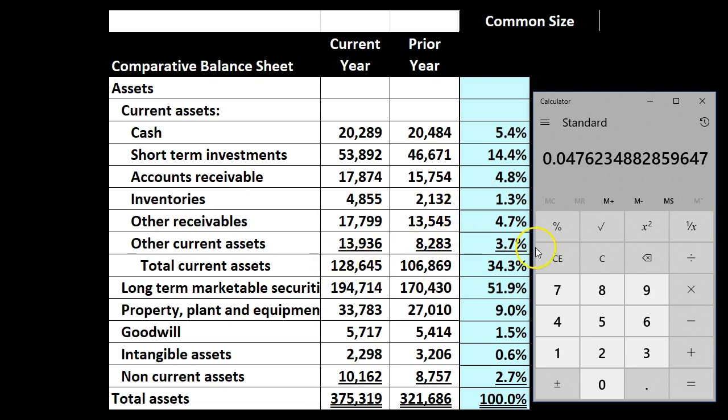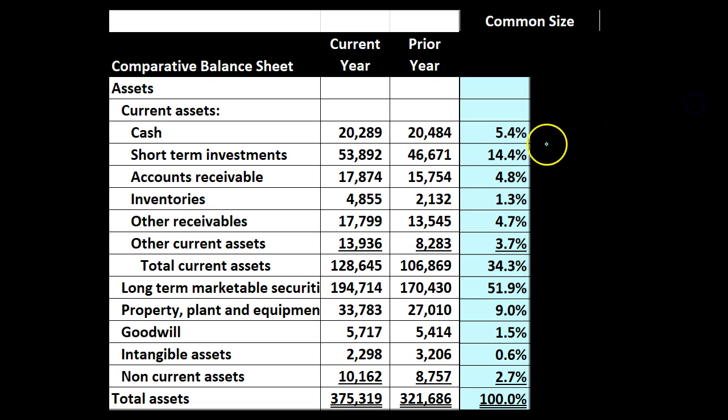And then, of course, if we do this whole thing and we go down to, say, total current assets, 128,645 divided by the total, which is the 375,319, that gives us our 34.3%, which you can also get by, in essence, adding all these up, right? 5.4 plus 14.4 plus 4.8 plus 1.3 plus 4.7 plus 3.7, 34.3. So you can double check those subtotals, a lot easier to do within Excel.